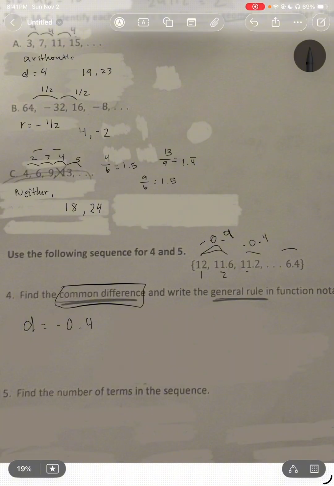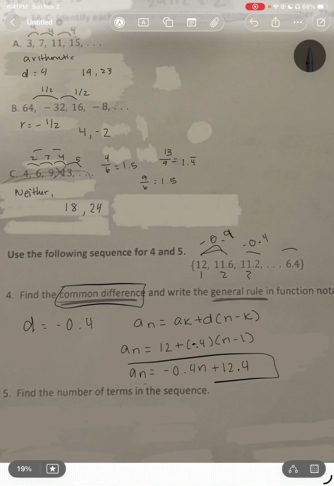Okay, this is 1, this is 2, this is 3. Okay, the general rule, again, write your equation: a_n is equal to a_k plus d times (n minus k). All right, now we plug it in. a_n equals a_k, which is 12, plus negative 0.4 times (n minus 1). Right, now we distribute. a_n is equal to negative 0.4n plus 12.4. Right, so there is our general rule.